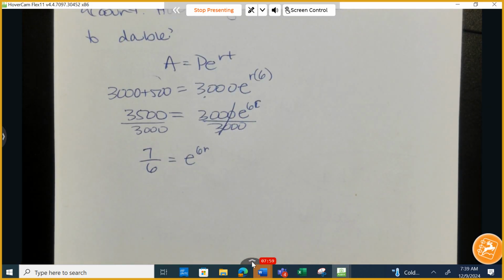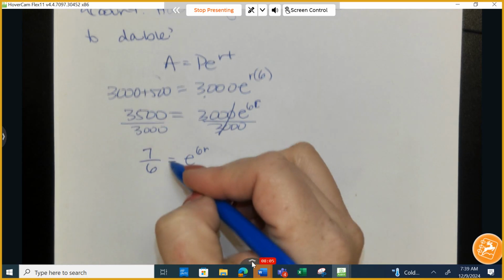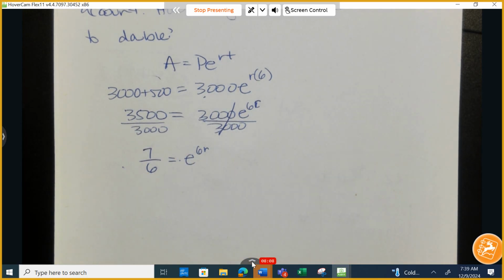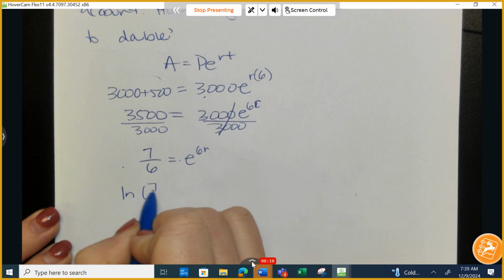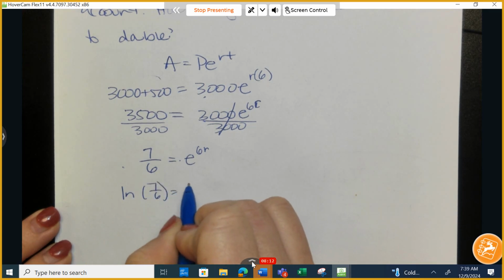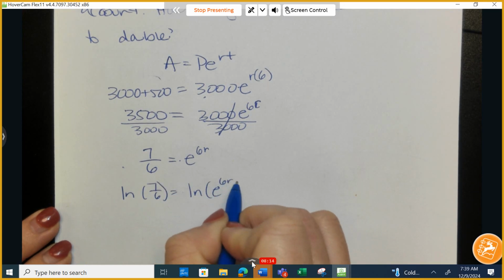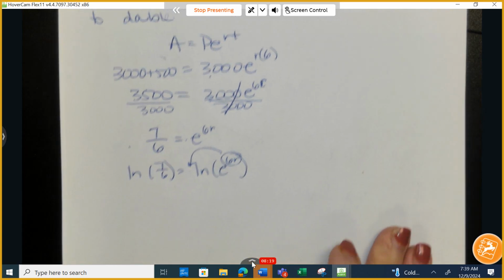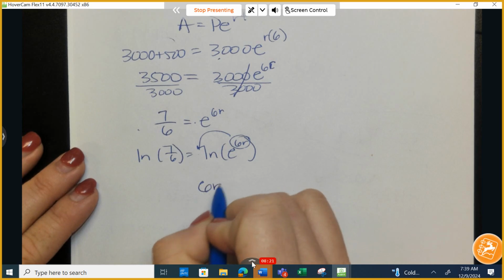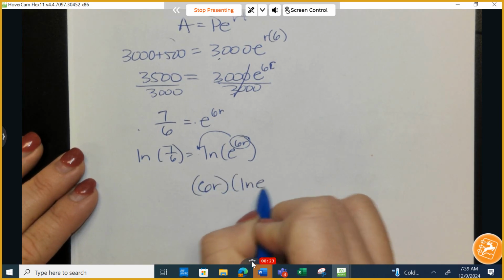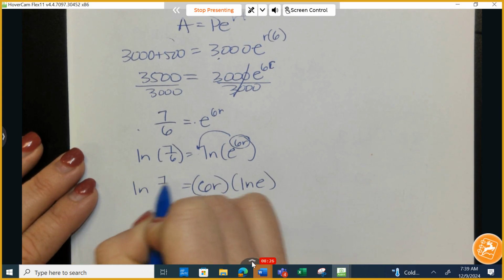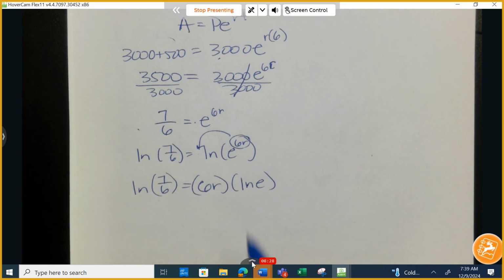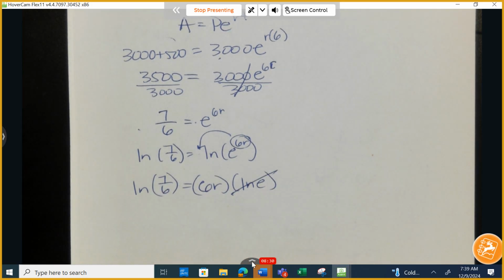And just like we did previously in example 1 and example 2, in order to solve for r, this is the reason we learn about logarithms. I can either write log base e or equivalently ln. ln of 7/6, ln of e raised to the 6r. Again, this property of log says that the exponent is going to drop in front. And I have 6r times the ln of e equals ln of 7/6.